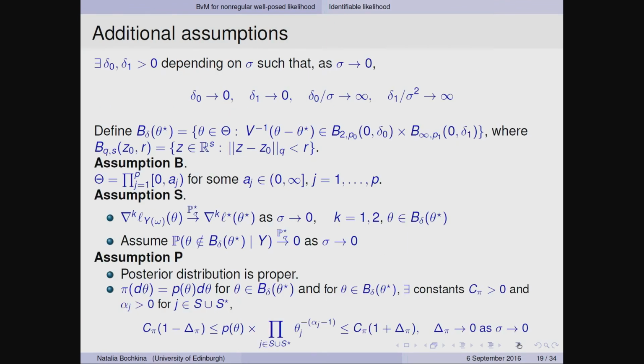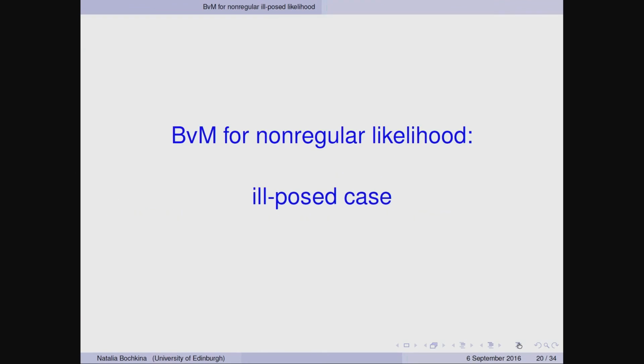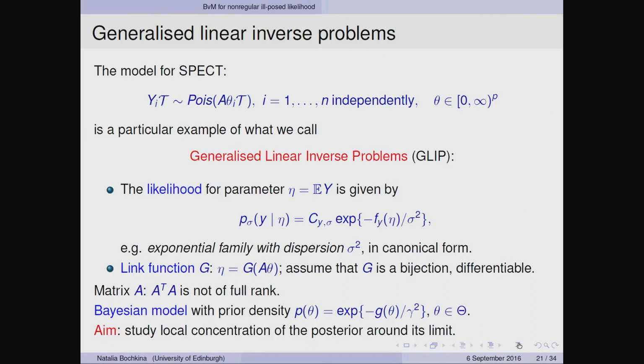Right, so that's, well, the assumptions, I skipped that. So in the yield-post case, we also have an additional problem, so we have the part of the model that is non-identifiable. So the construction I told you, or the approximation rather, holds on the identifiable part, but what happens on the non-identifiable part? Let's have a look. So we have generally the following framework, which we call generalized linear inverse problems.